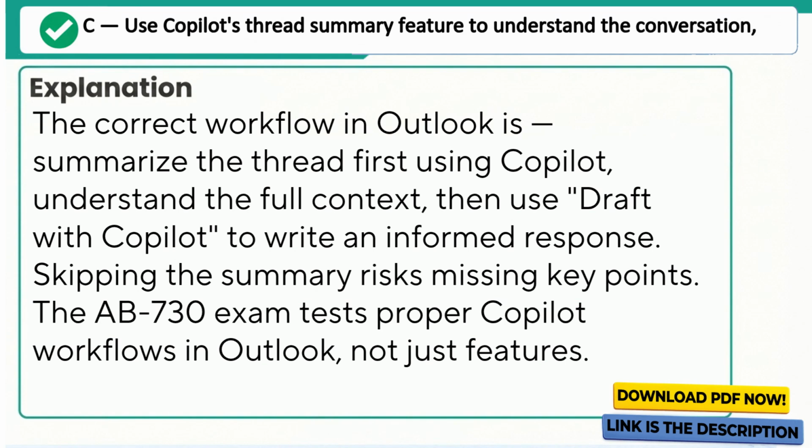Explanation: the correct workflow in Outlook is to summarize the thread first using Copilot. Understand the full context. Then use Draft with Copilot to write an informed response. Skipping the summary risks missing key points. The AB-730 exam tests proper Copilot workflows in Outlook, not just features.